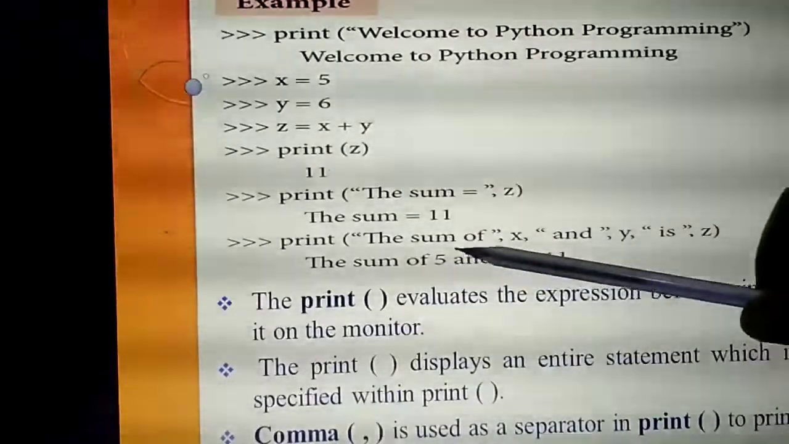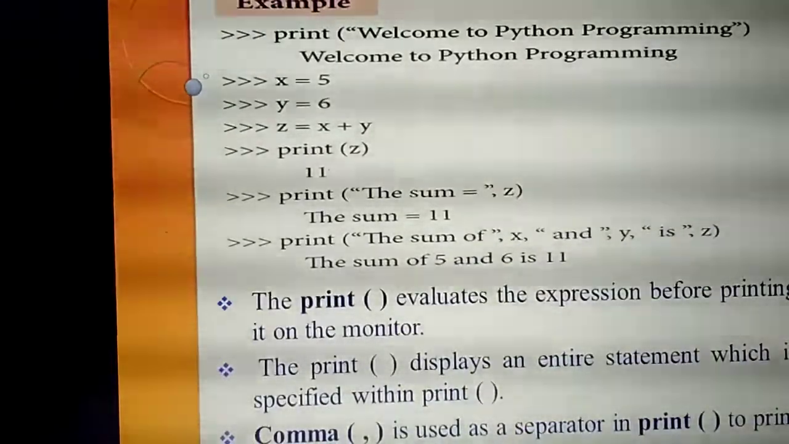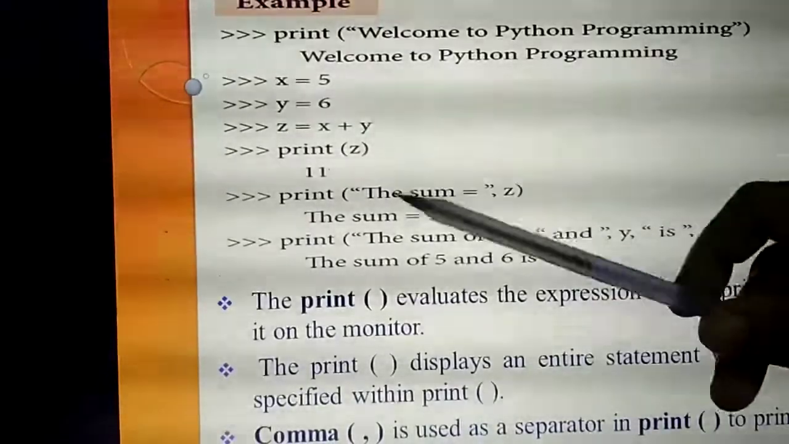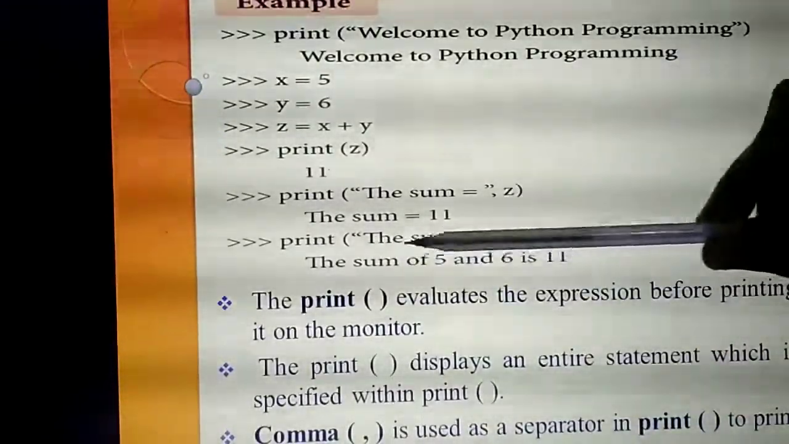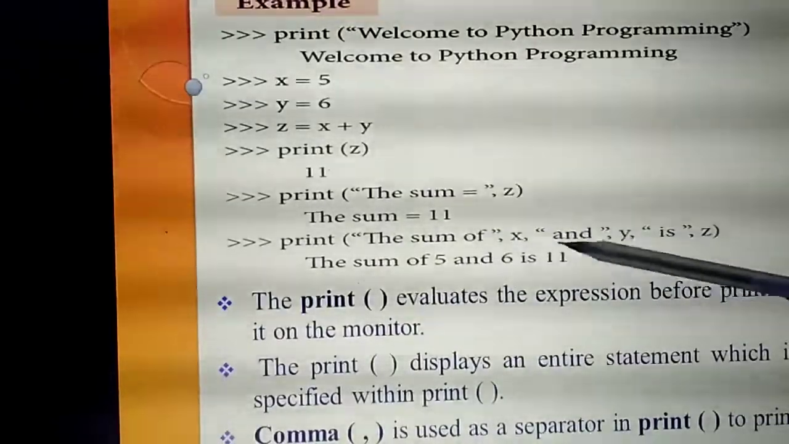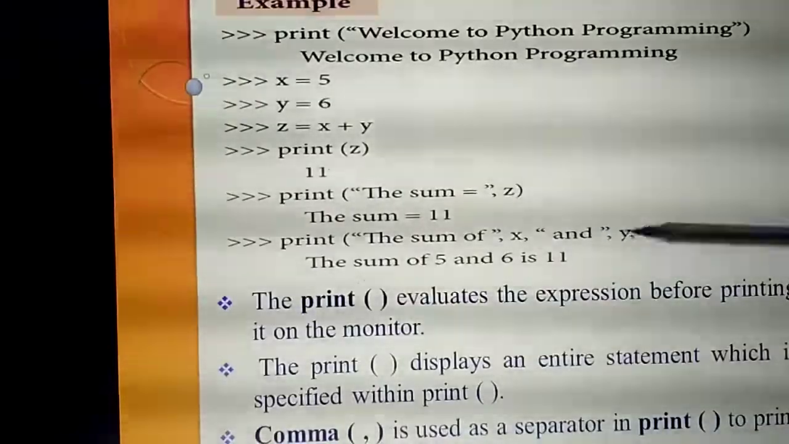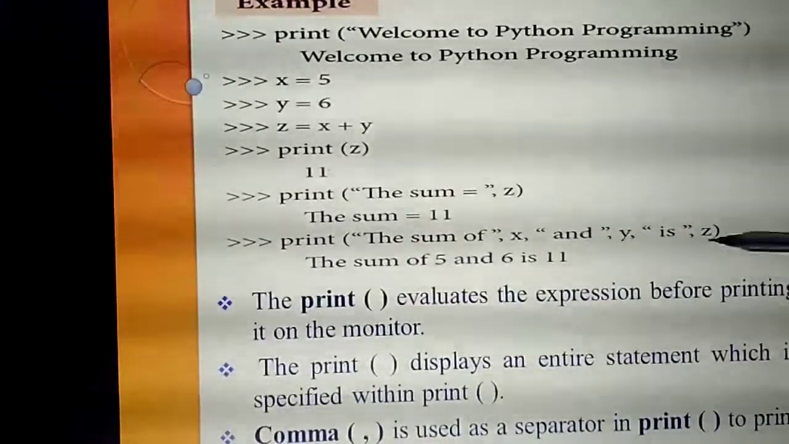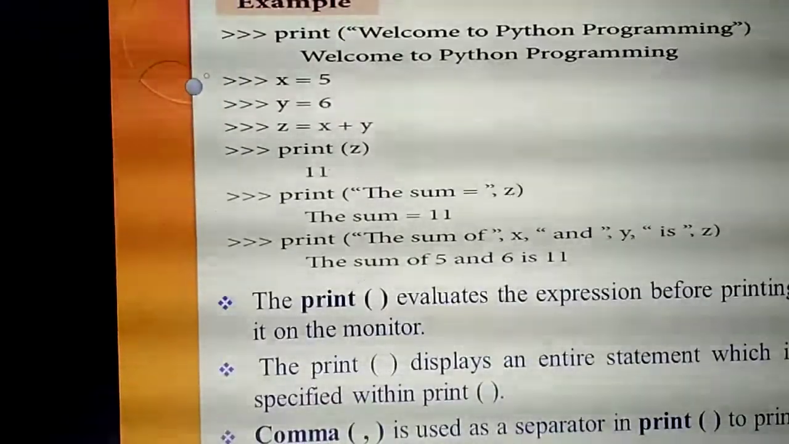Print of the string to be displayed, comma, variable 1, variable 2. Fourth syntax. Listen. So, which variable I have given here? What's the string here displayed? The sum of. What's the value of x now? 5. And what's the value of y now? 6. Is Z. What's the value of Z? 11. Understand? So, first understand this example.